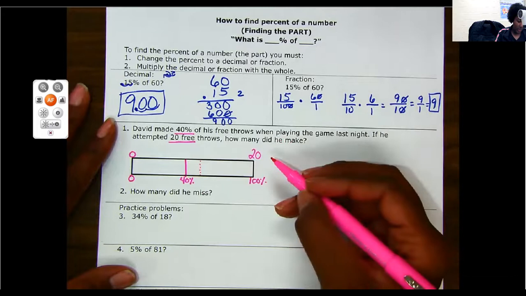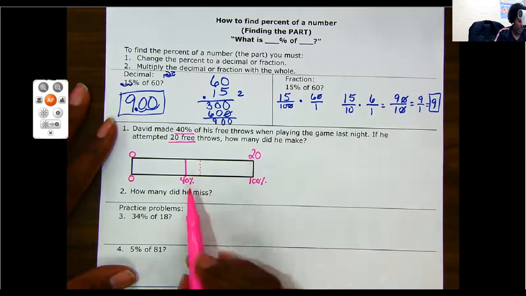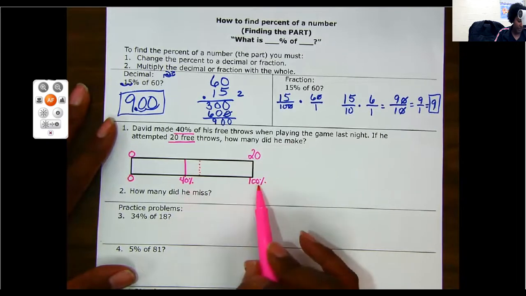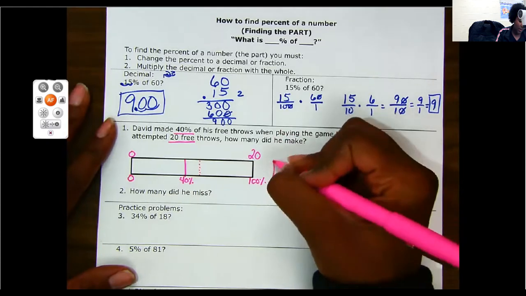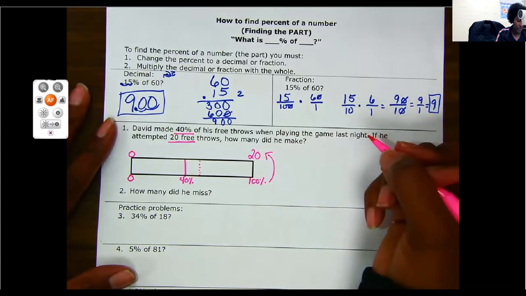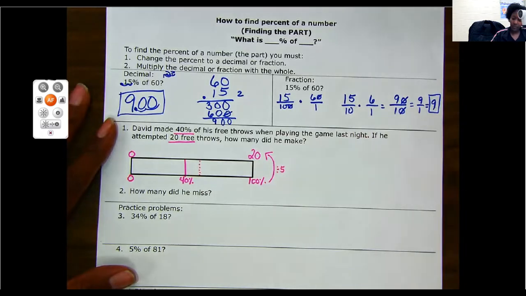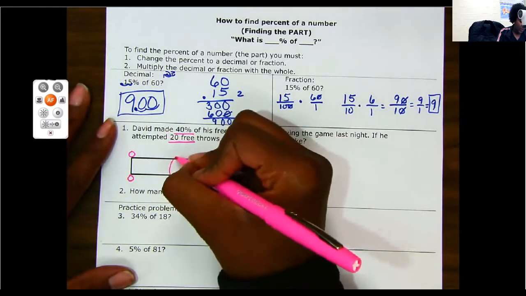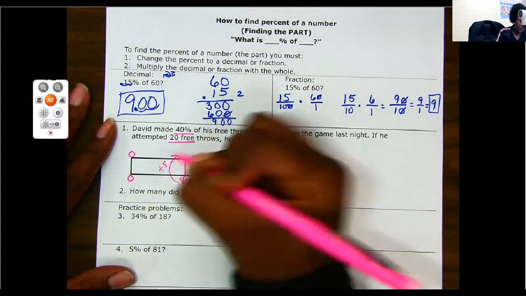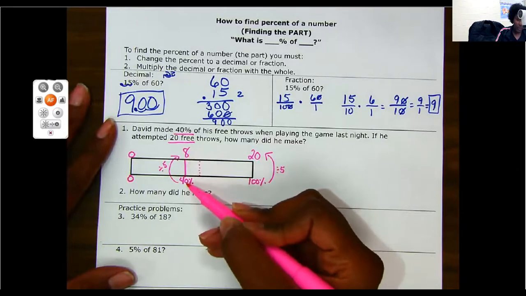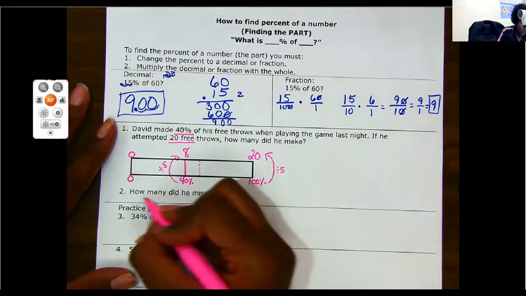Well, I need to see what I did here. This is a proportional. Can I do something to 40 to get to 100? Not that I can see. Can I do something to 100 to get to 20? I can. I can divide by what? By 5. 100 divided by 5 will give me 20. So that means I should be able to do the same thing over here. 40 divided by 5 will give me 8. So 8 represents 40%. 8 out of 20. So how many did he miss?